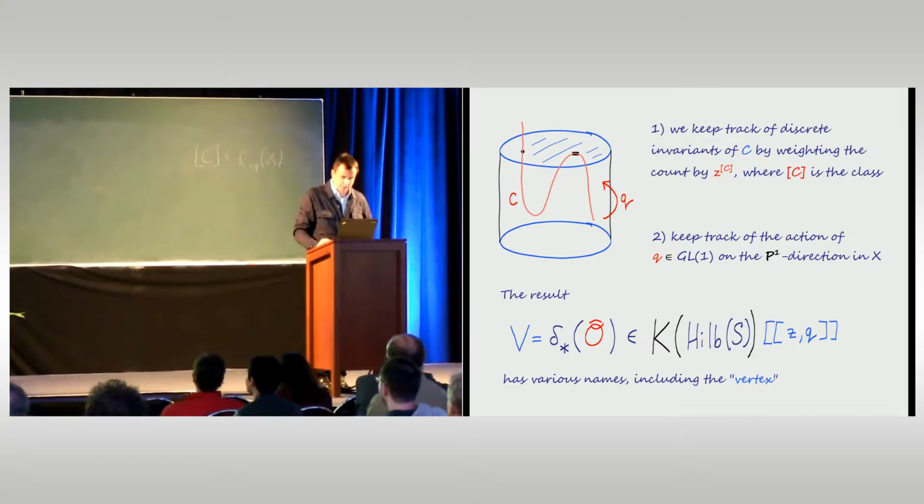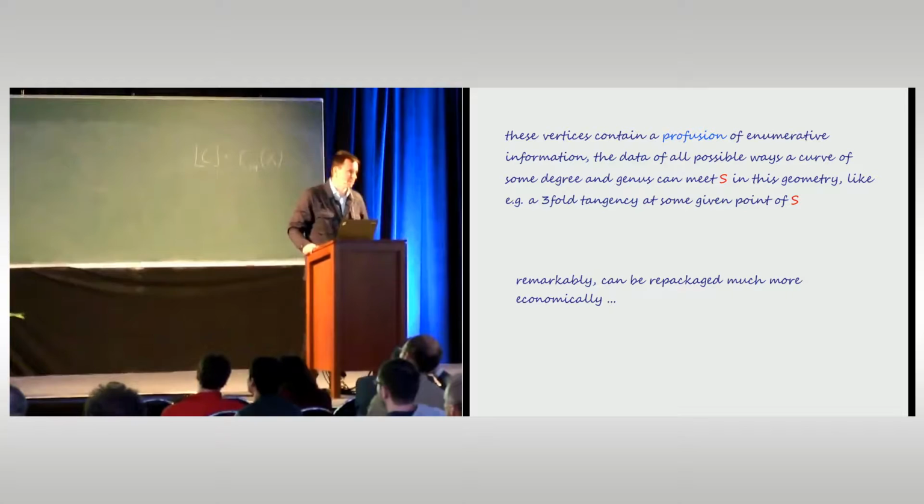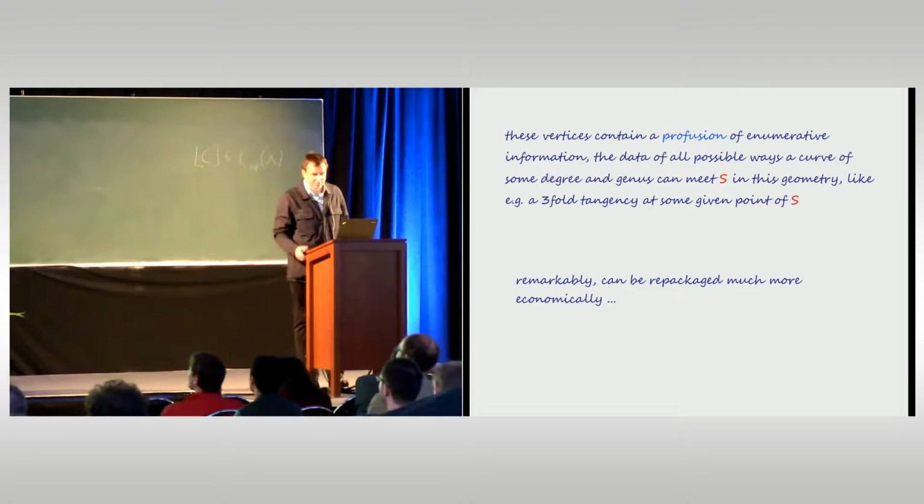So this is a series, and that series contains really a profusion of enumerative information, because it keeps track of how curves of all possible degree and genus can intersect my surface in all possible ways. There are ways to compute that series we'll discuss in a second, and if you just look at it, you'll see it's a complicated object.